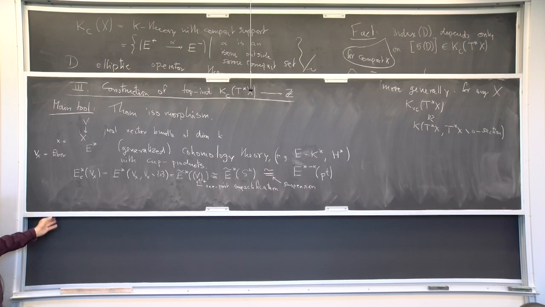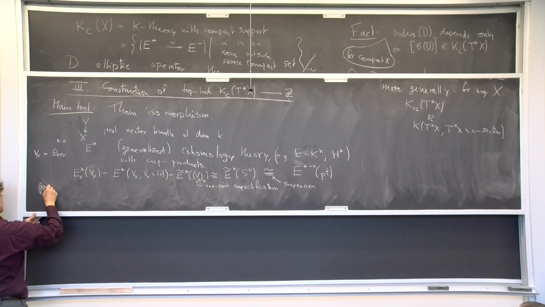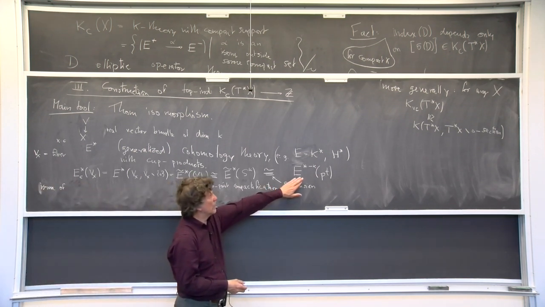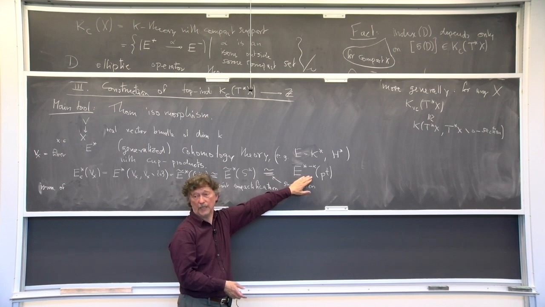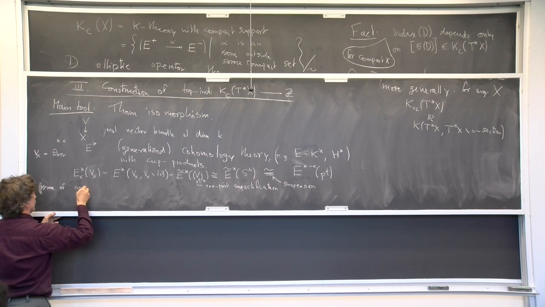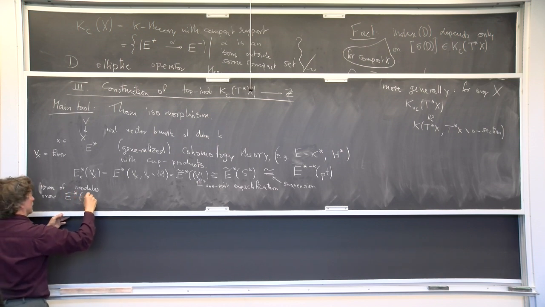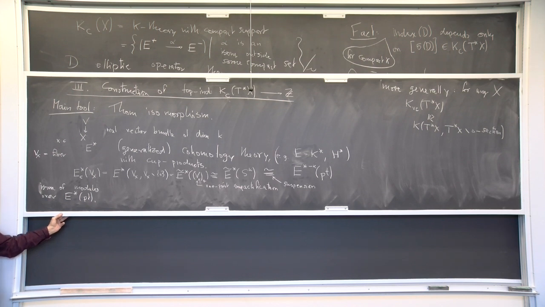Okay? So I have this chain of isomorphisms. What kind of things are these? Well, all of these things, I can use my cup product to say they are all modules over the E cohomology of a point. So these are all isomorphisms of modules over the E cohomology of a point. Right? I can multiply with that.